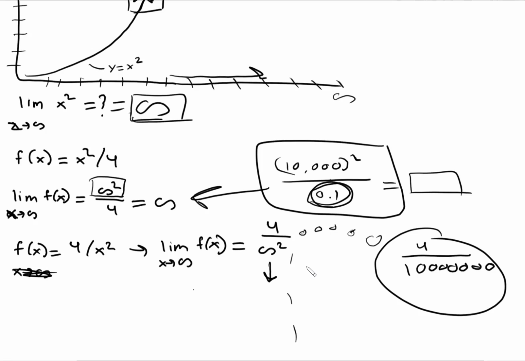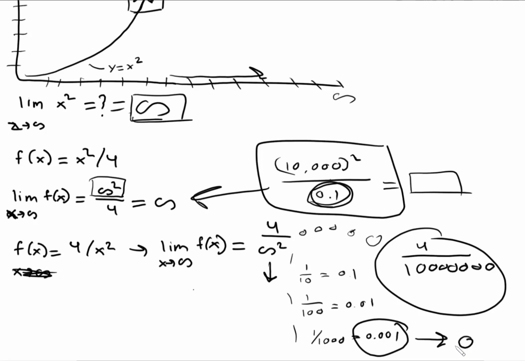But if we were to take, let's say, 1 over 10, well, that gets us 0.1. What if it was 1 over 100? Well, that gets us 0.01. What if it was 1 over 1,000? Well, now that just gets us 0.001. As you can tell, the number of zeros are increasing, and this value becomes smaller and smaller. So if our denominator is approaching an infinitely large number, you're dividing 4 by an infinitely large number, and that's going to get you infinitely close to 0, which is why this limit would be evaluated as 0.